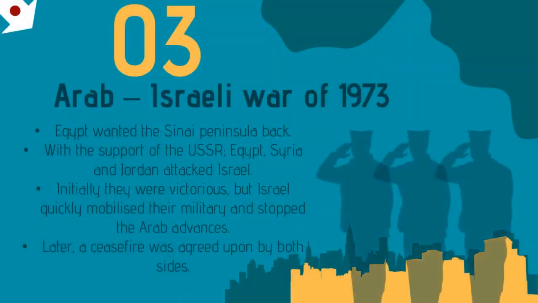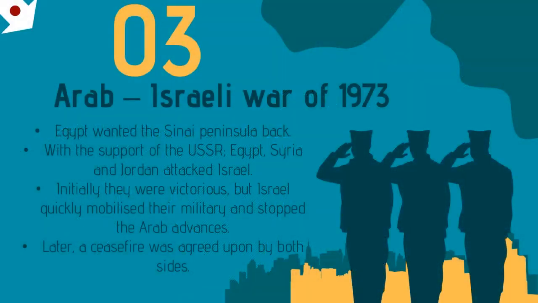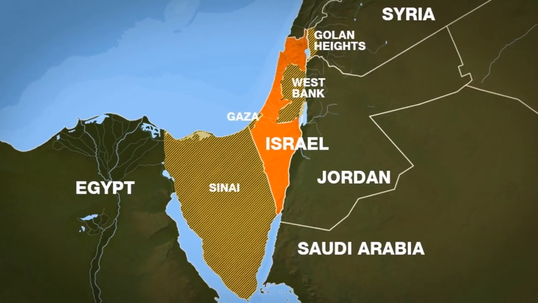Arab-Israeli War of 1973. Egypt was humiliated by its defeat in the War of 1967 and wanted the Sinai Peninsula back from Israel. With the help of the USSR, that is the Soviet Union, and other Arab countries like Syria and Jordan, Egypt attacked Israel. Initially, Egypt was victorious, but Israel quickly mobilized their troops and halted the Arab advances. Later, a ceasefire was agreed upon. Aftermath of the Arab-Israeli War of 1973, the borders between the countries remained relatively the same.